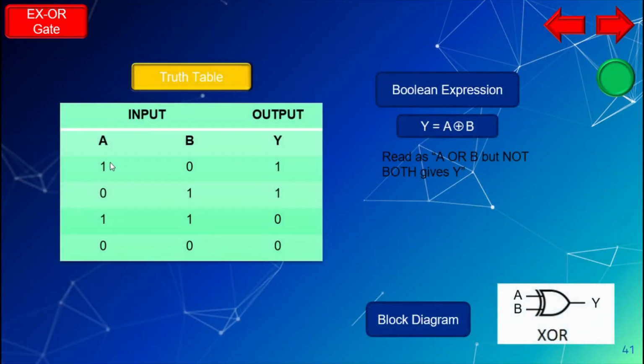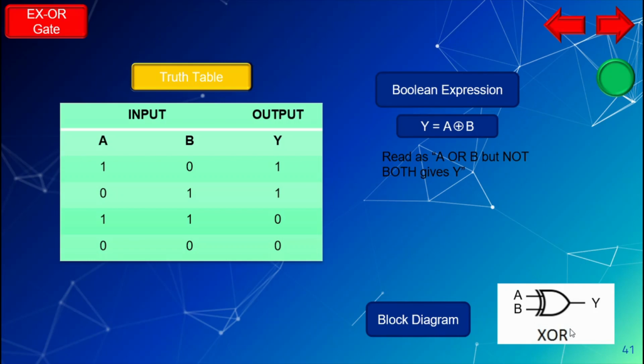Here is the truth table of exclusive OR gate. Did you get it right? Notice that, to get an output of 1, the inputs must not be the same. The Boolean expression of exclusive OR gate can be read as A or B but not both, gives Y.